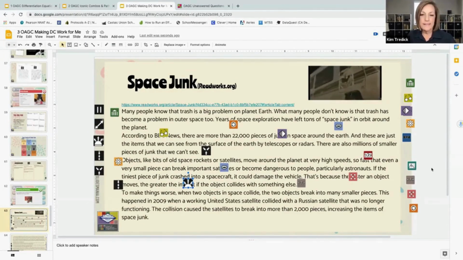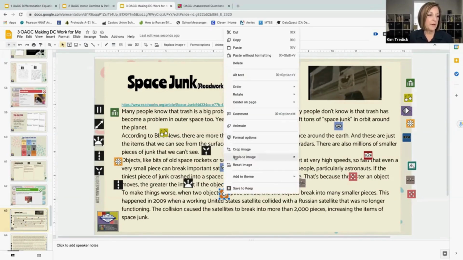Okay, let's see. Yeah, over time again. This happened in 2009 when a working United States satellite collided with a Russian satellite that was no longer functioning. The collision caused the satellites to break into more than 2,000 pieces, increasing the items of space junk. Again, over time. All right.